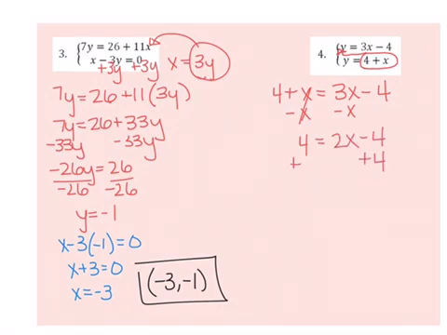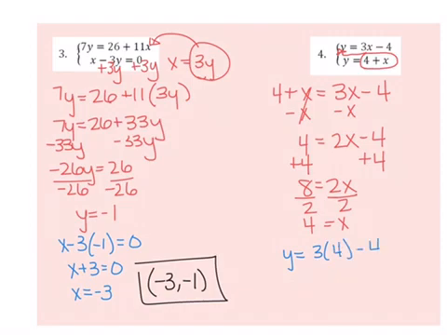Get all your constants to the other side. And then divide by your coefficient. So I get x equals 4. So now I'm going to go ahead and plug that in for one of the original equations. So y equals 3 times 4 minus 4. So y is going to equal 8. So my final solution is going to be 4, 8.